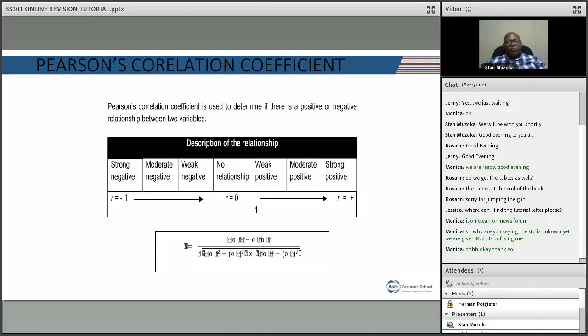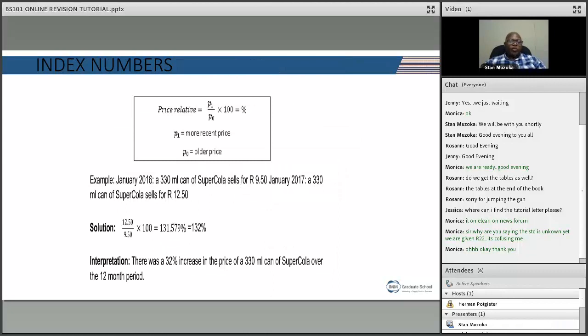You realize that from the past papers, we've not been asked to calculate it, we've been asked to interpret it rather. So to interpret it, use that scale. Index numbers.